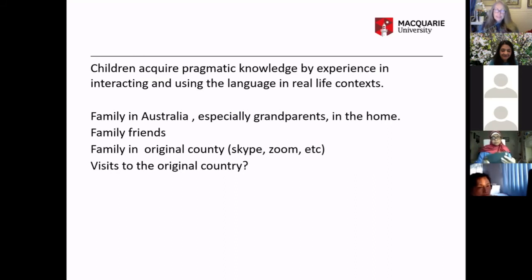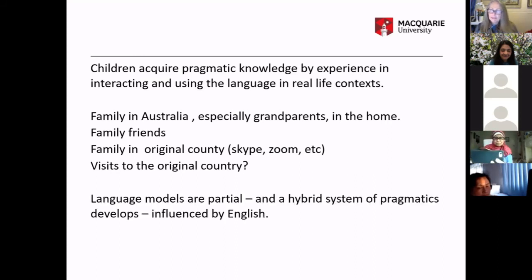But the problem with this is that the language models that they're getting are not the whole story. They're partial language models. And what they develop as a result is what we call a hybrid system of pragmatics, which is strongly influenced by English. So the people in my research who went back to Greece and said please and thank you much too often were doing it because that's what we do in English. And they didn't know about the other ways to be polite in Greek that were much better.